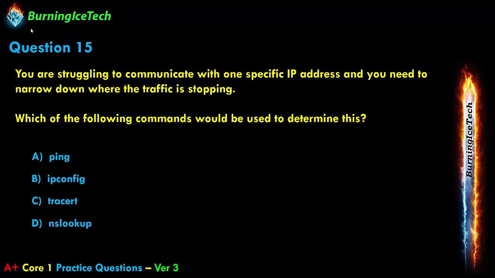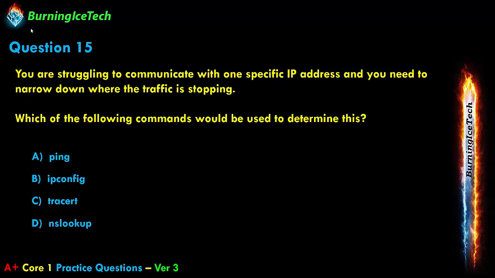If we look at answer B, it doesn't actually do anything. All it does is it just shows you information. If you type ipconfig into command prompt, in other words CMD, it shows you a device's basic network configuration. So it'll show you that device's IP address, its subnet mask, and its default gateway. That's the kind of stuff you will see with ipconfig.